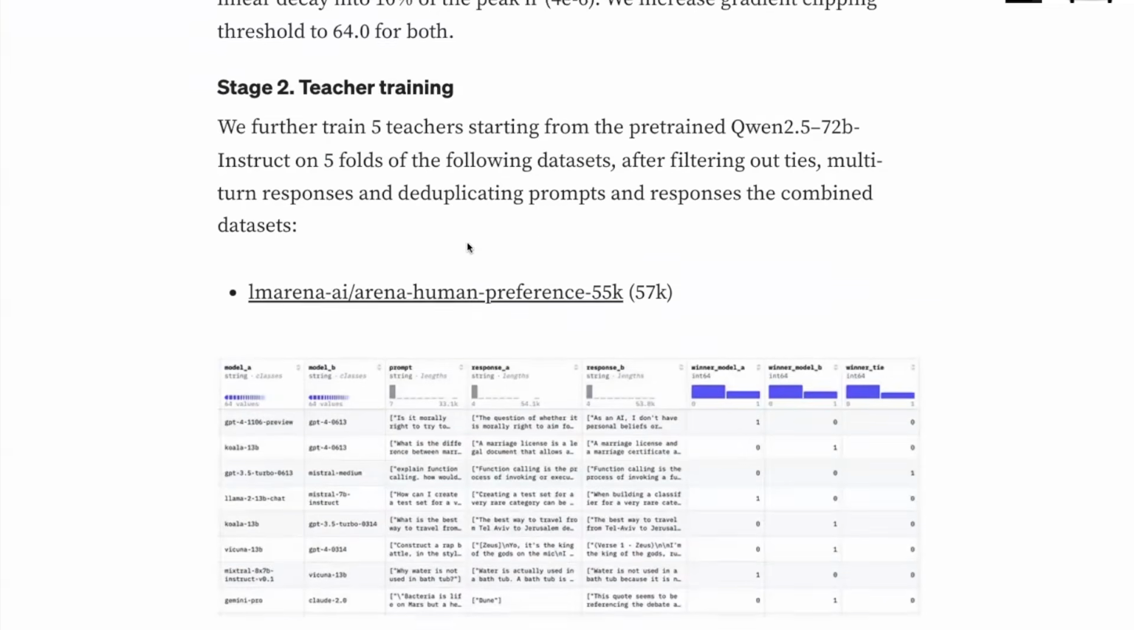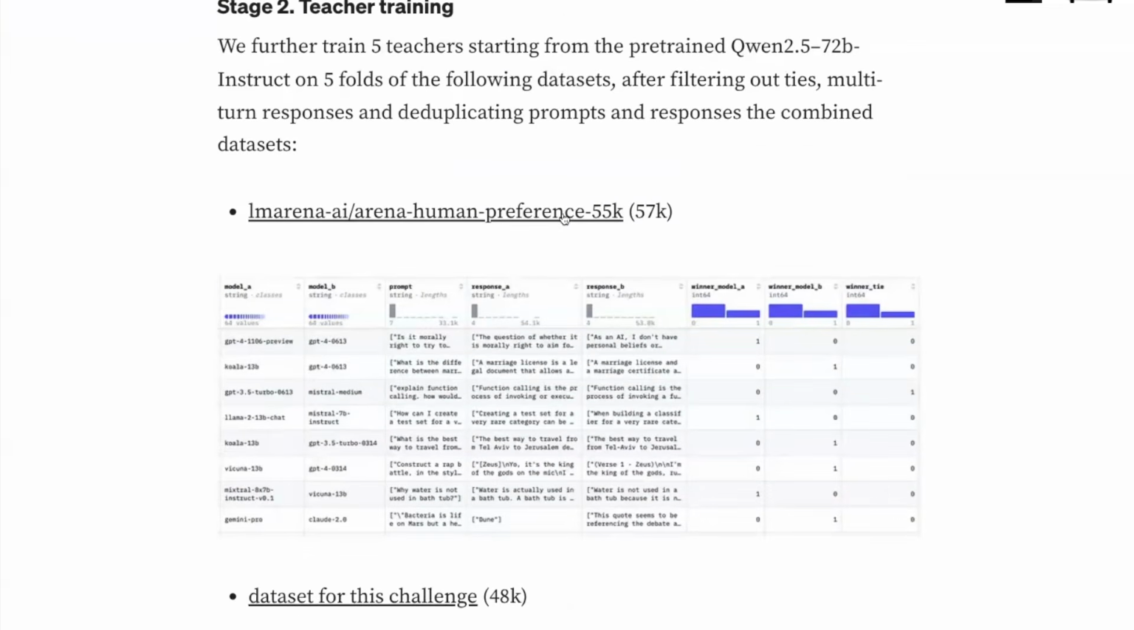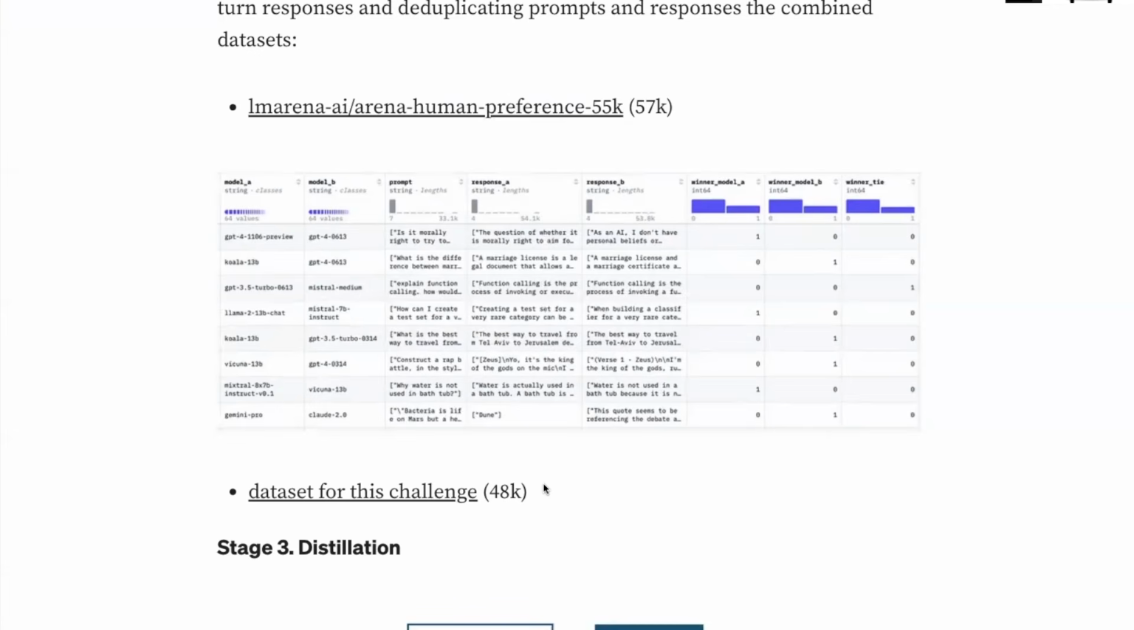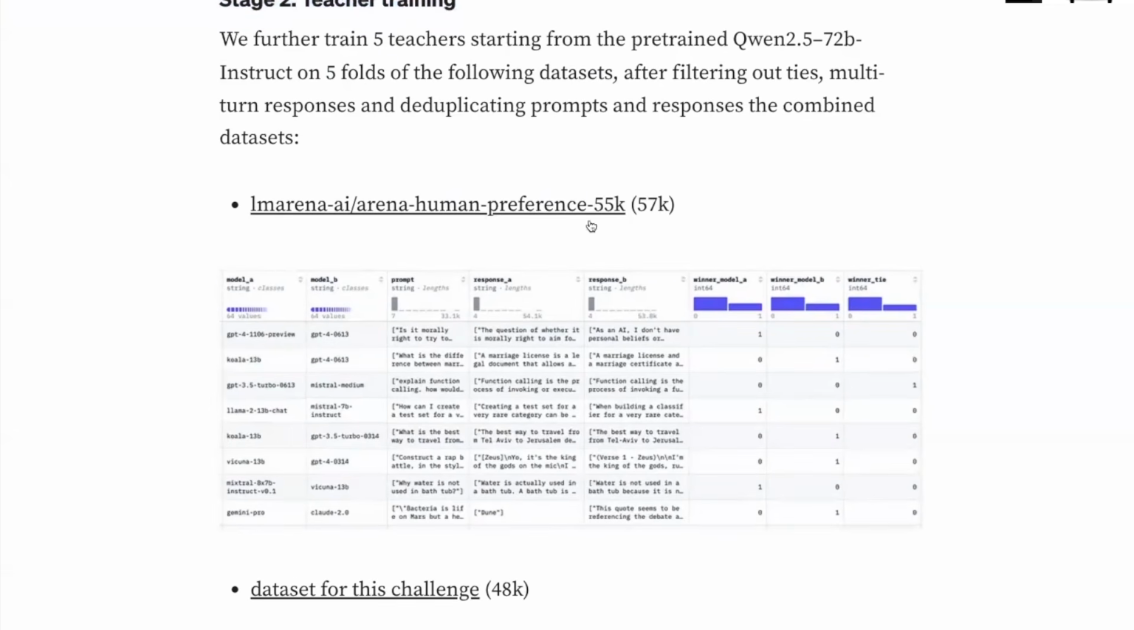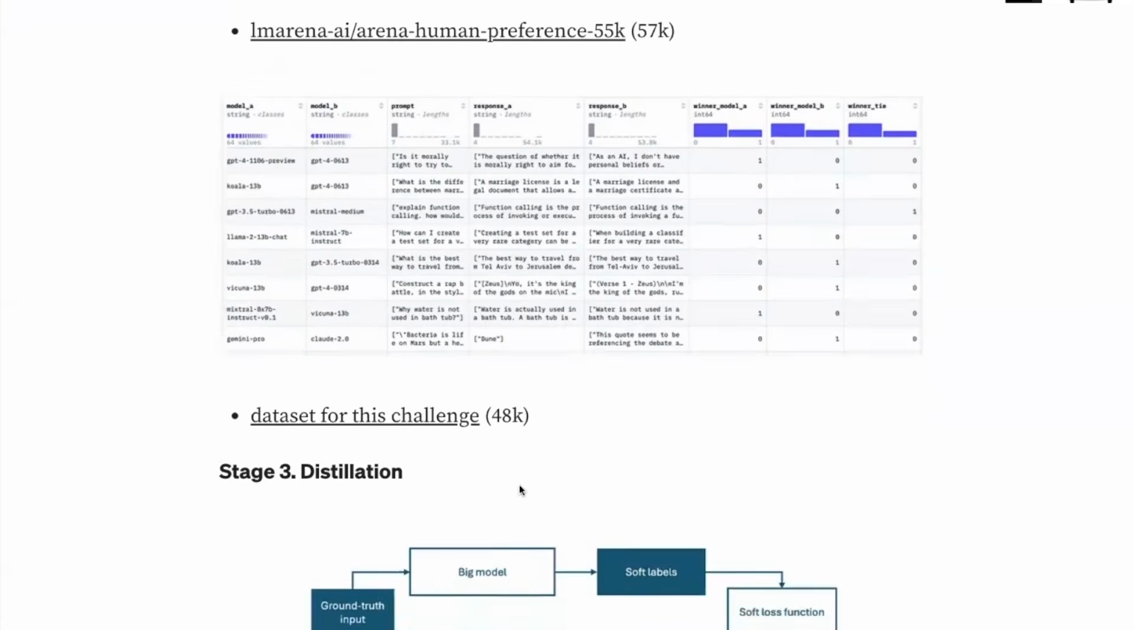And then in the teacher training, they use this human preference data set. As you see, this is model A, model B, different types of models, a prompt, and different responses. This is a human annotated data set saying which model wins. They also use the data set from the Chatbot Arena challenge to train the teacher model. The teacher model, they claim, uses just roughly 100K labels.